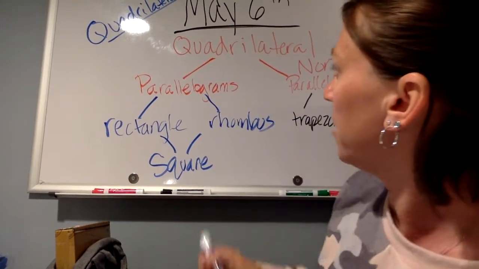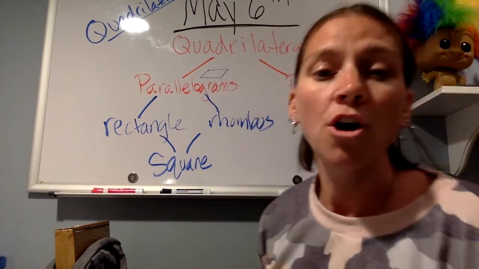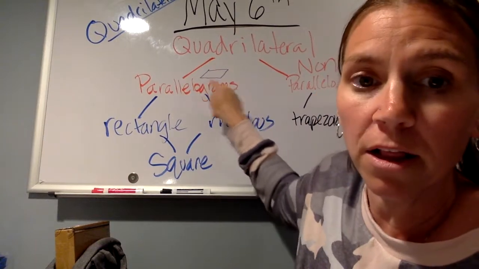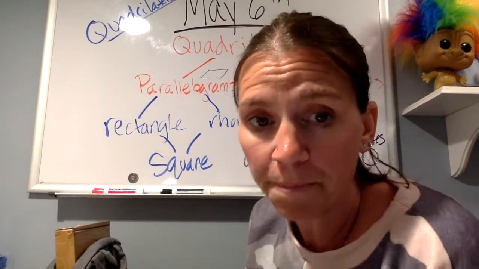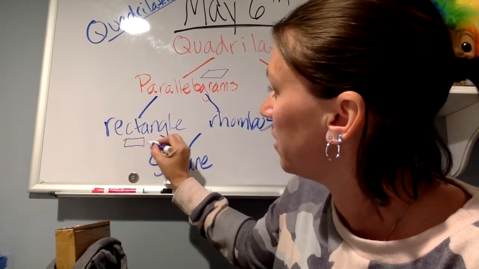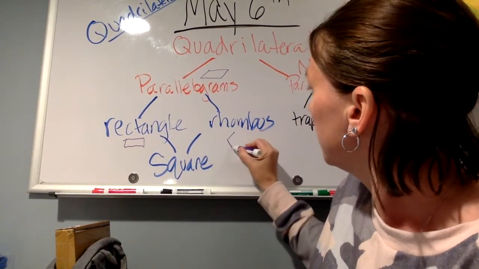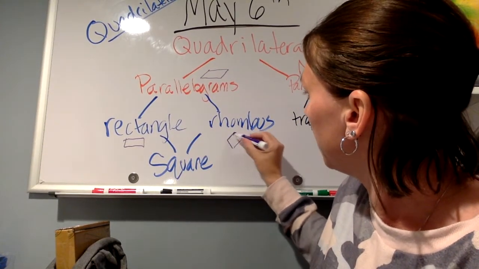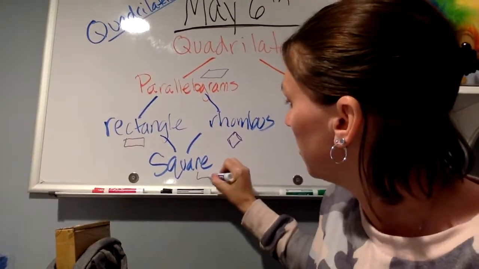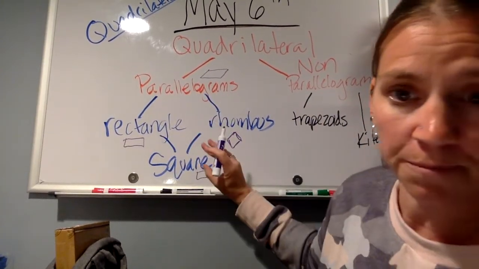But if we have a parallelogram, so this is a parallelogram. Remember, he's slanted. Okay? The definition of parallelogram is opposite sides are parallel and opposite sides are equal. Well, a rectangle has that. His opposite sides are parallel and his opposite sides are equal. A rhombus, his opposite sides are parallel and his opposite sides are equal. And a square, same thing. Okay? So that's why all of these are parallelograms.